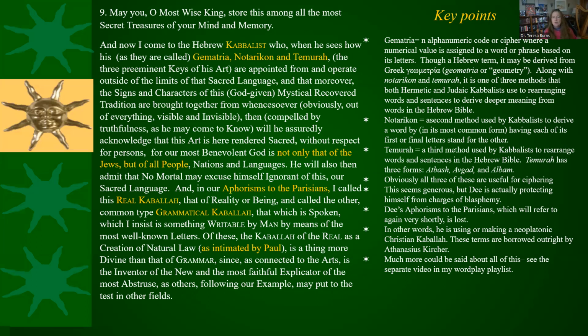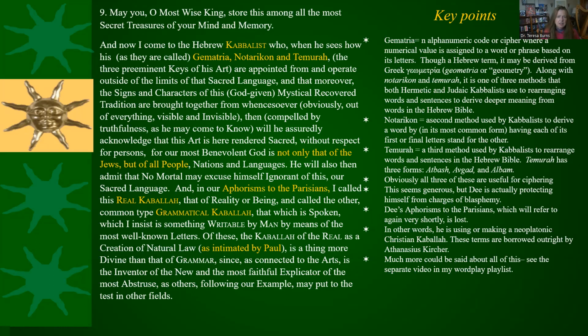He's coming to the Hebrew Kabbalist, who, when he sees how his Gematria, Notaricon, and Tumura, the three preeminent keys of this art, are appointed from and operate outside the limits of that sacred language. All right, what are these three things? You may well know Gematria. It's an alphanumeric code or cipher where you get a numerical value from the letters. And there's a Latin Gematria, Hebrew Gematria, Greek Gematria. Today we can make an English Gematria if we want. The word itself, although it's a Hebrew term, comes from, most people think, the Greek word for geometry.